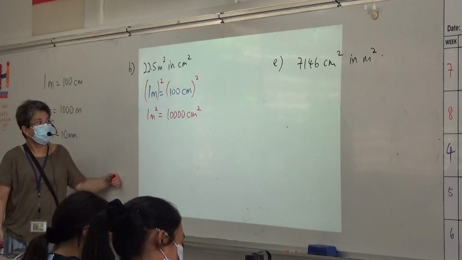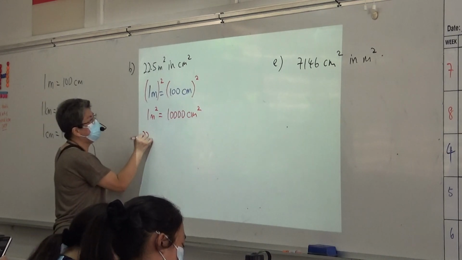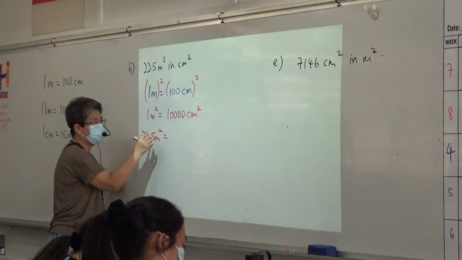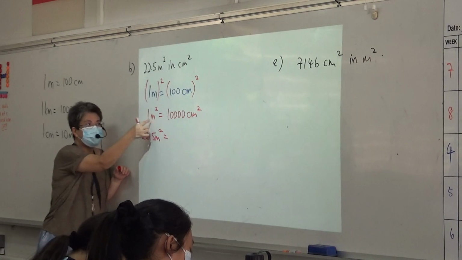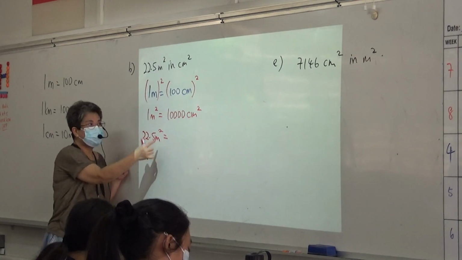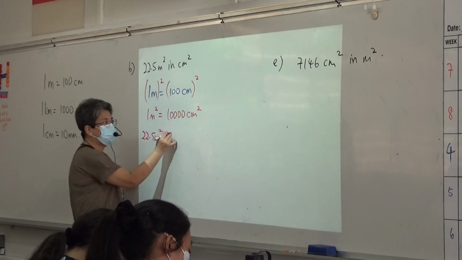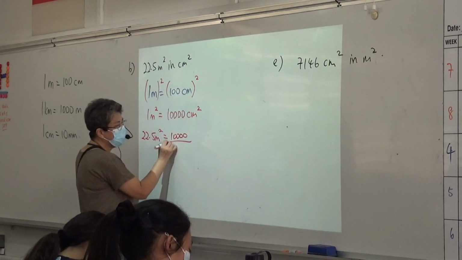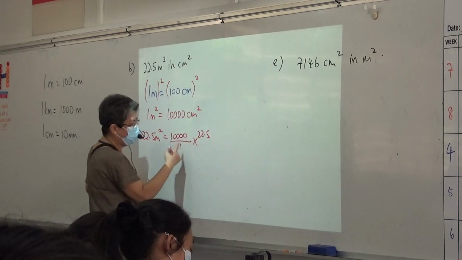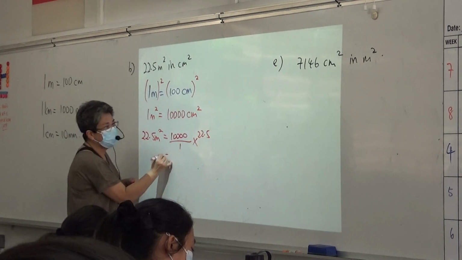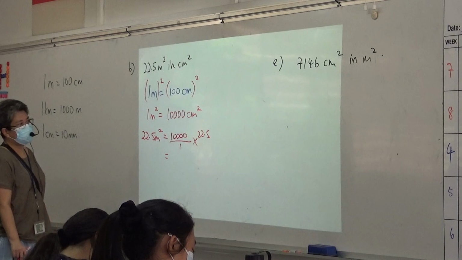Correct. Now, then I have 22.5 meters squared. Can you just check if this lines up on this side? So it's actually 10,000 over 1 times 22.5. You don't need to put over 1 also, because it's understood. So what will it be?